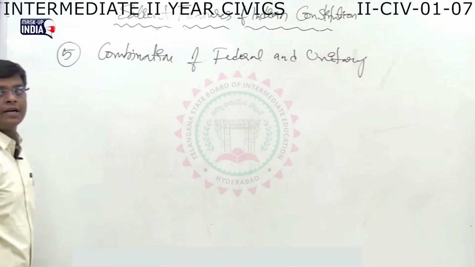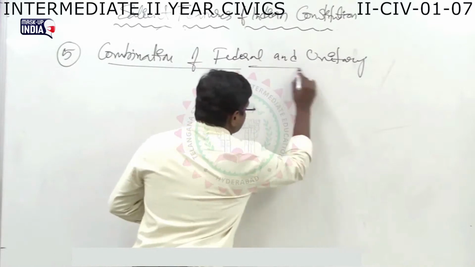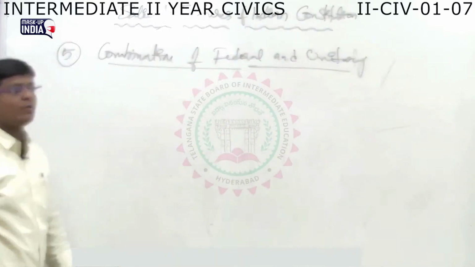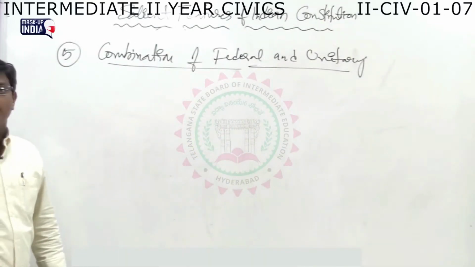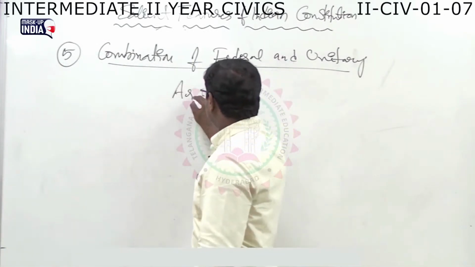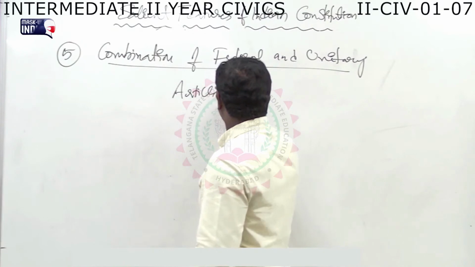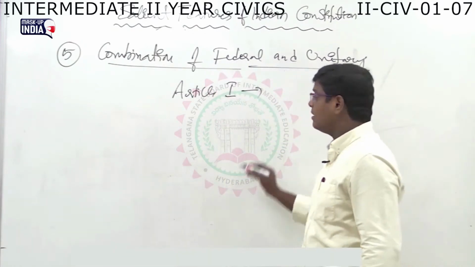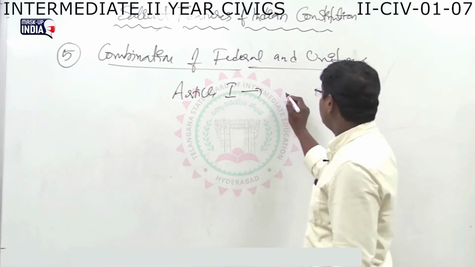Combination of federal and unitary. So what is meant by federal government? What is meant by unitary government? Keep in mind, all of you, Article 1 of the Indian Constitution. Article 1 of the Indian Constitution said, India is the union of states.